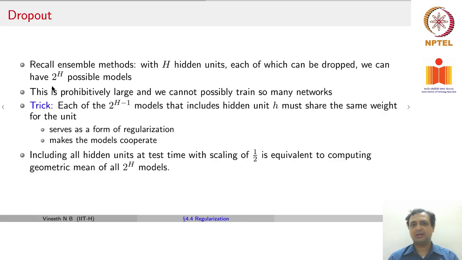And how does that actually work? It happens that if you do this, if you drop out with a particular probability p or 0.5 during training in every mini batch iteration, at test time, simply multiplying your activations by half, or p for that matter, is equivalent to the geometric mean of all your 2 power h models. We're going to prove this. But before we prove, let's try to understand intuitively why this could be useful as a regularizer.